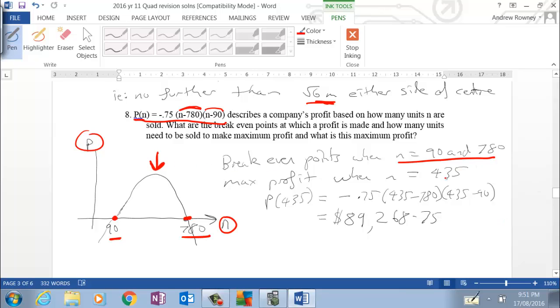Halfway in between those 2 is 435. To work out the profit, plug 435 into each of the n values, and that turns out to be 89,000 as the maximum profit. When you make 435 items, then you maximise your profit.